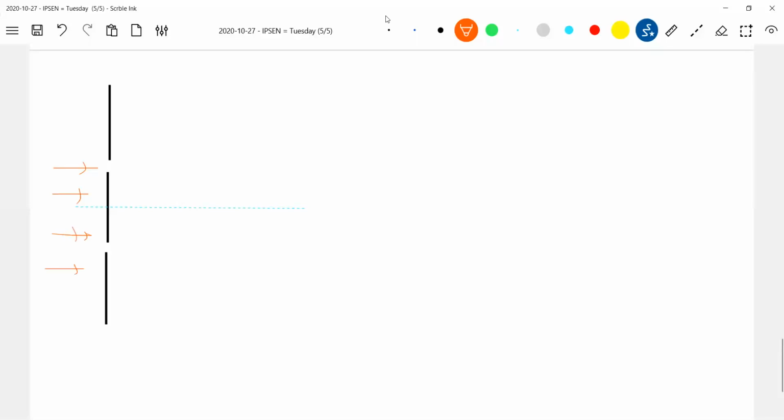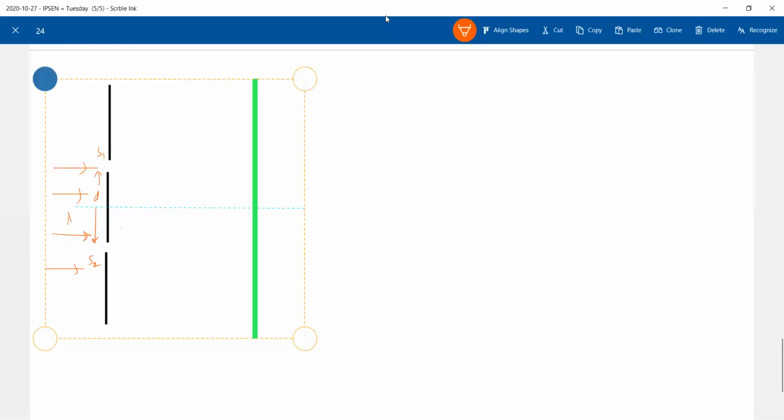Monochromatic light, width of the slit, let it be d. So this is S1, S2. I'll bring a slab here. Now this is the pattern without the slab. So with the slab, we'll compare the pattern.